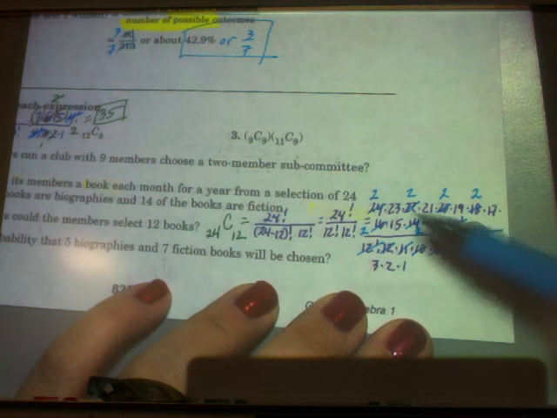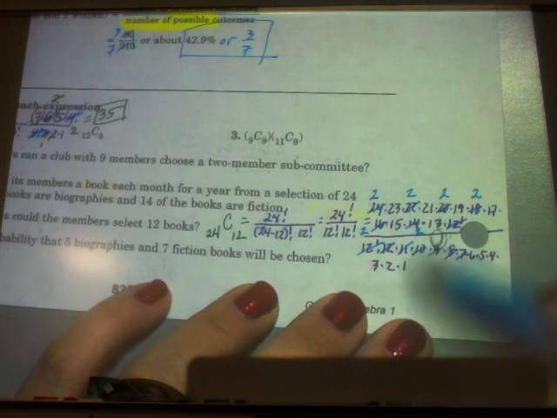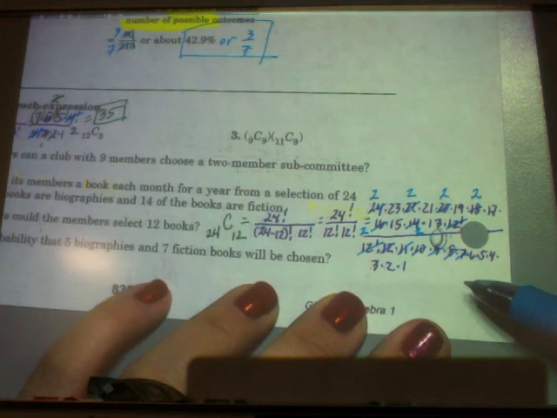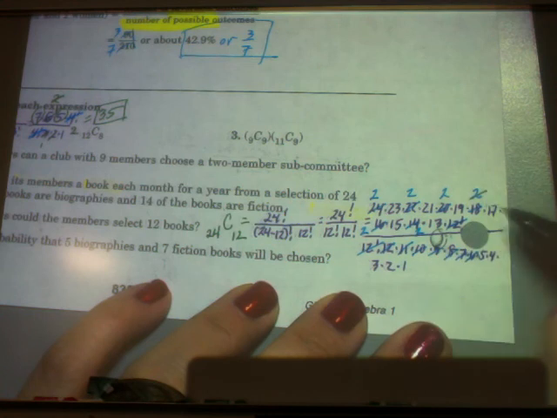So does the 6 go into anything that's not canceled out? No, but what multiplies to give you 6? A 2 and a 3. So if I cancel this 6 out, I'm going to cancel one of the 2's, right?